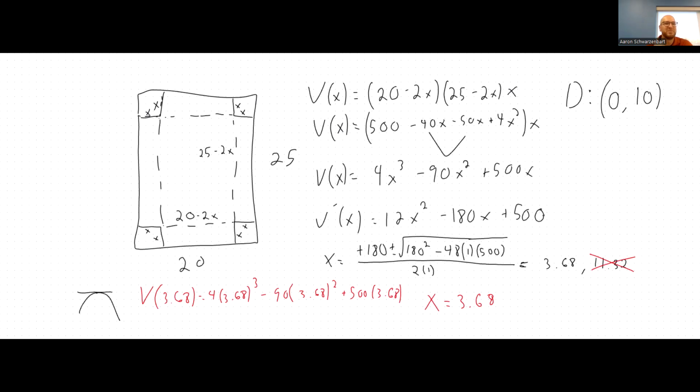This one, I don't really need to check endpoints because cutting out 0 doesn't make any sense. But things I'd want to do is compare these three things, v of 0, v of 3.68, and v of 10, potentially. This one, again, 0.